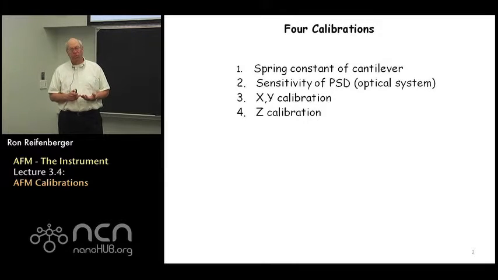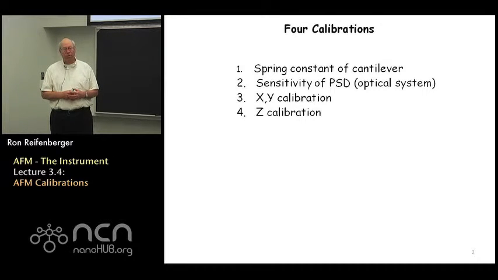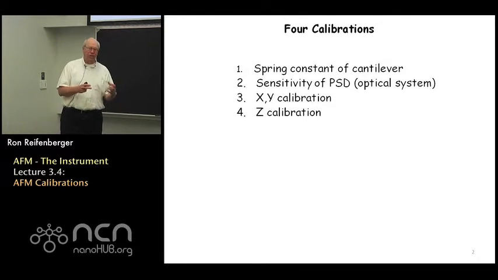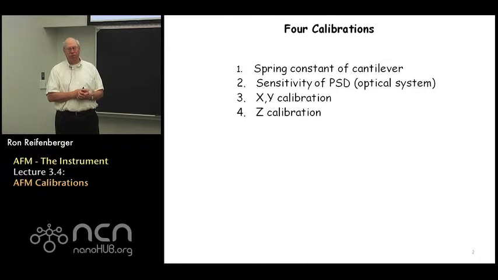These 4 calibrations are the calibration of the spring constant of the cantilever. We need to also calibrate the sensitivity of our photodiode, that's the optical system. We need to focus on an XY calibration scale to map out the voltage applied to the translation stages in X and Y, translate those voltages into actual displacements in nanometers. And then lastly, the Z calibration that's going to give us the information about the distance between the tip and the sample. That also has to be worked out.